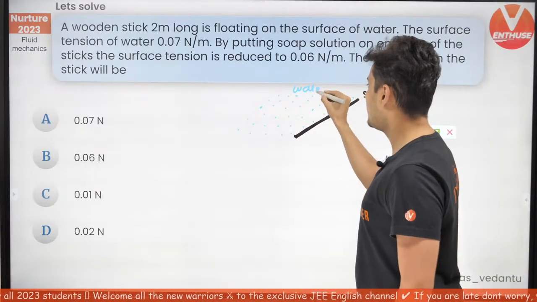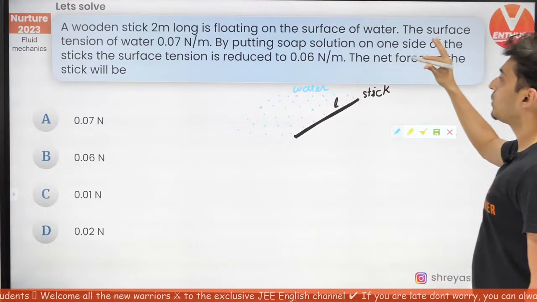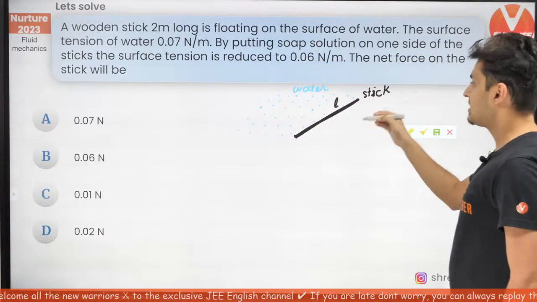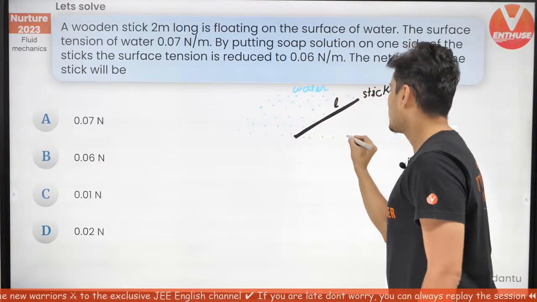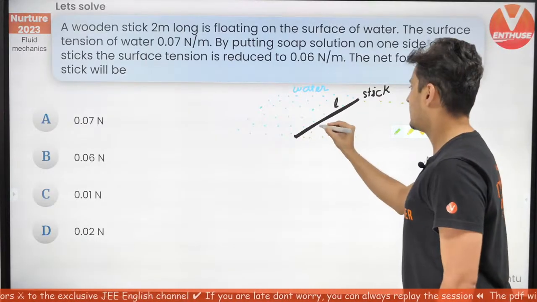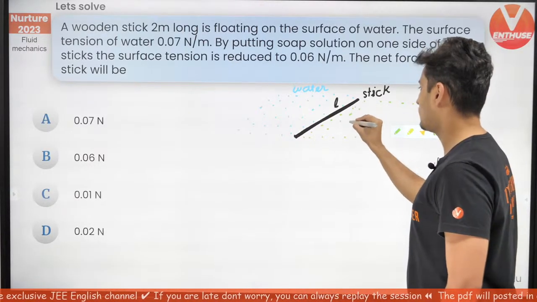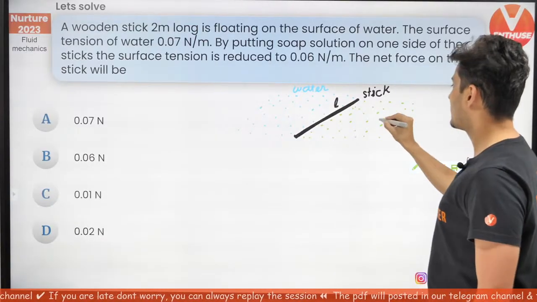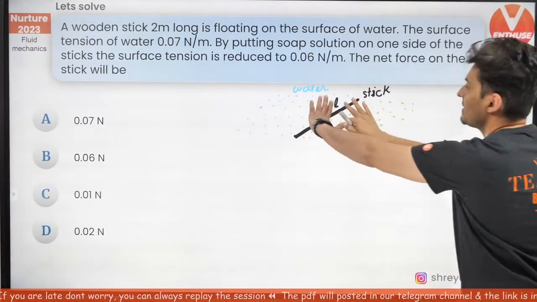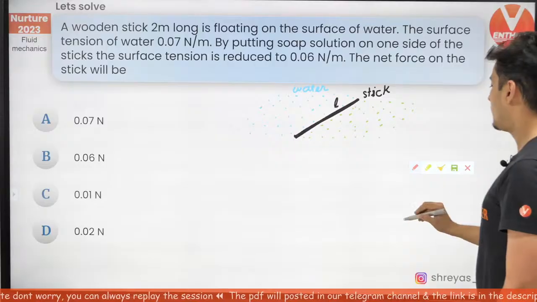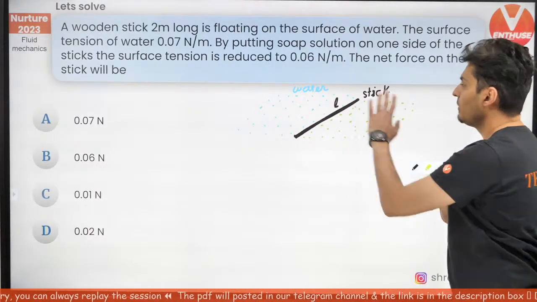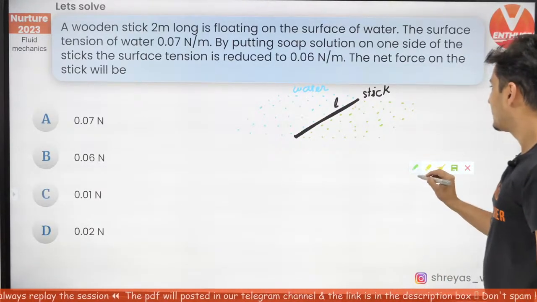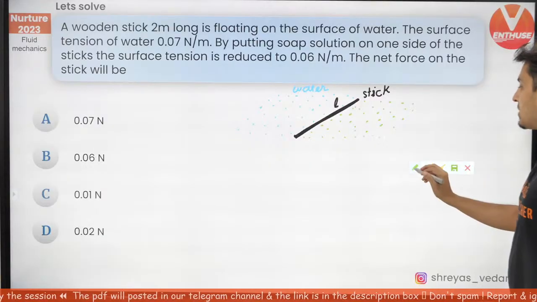But on the other side, because you have poured some soap solution, the surface tension changes. So I'll show it by another color just to make you realize there are two liquids on either side of the stick. This is the surface of the fluid. I hope you can visualize that. Now what will water try to do and what will the soapy solution try to do.